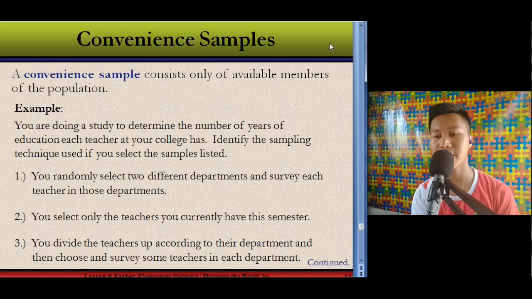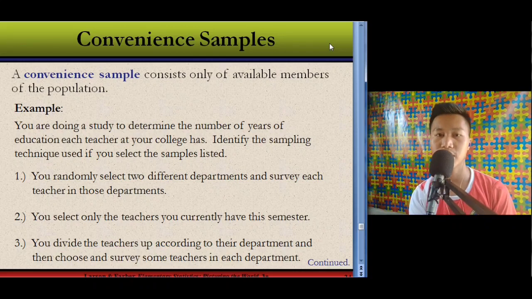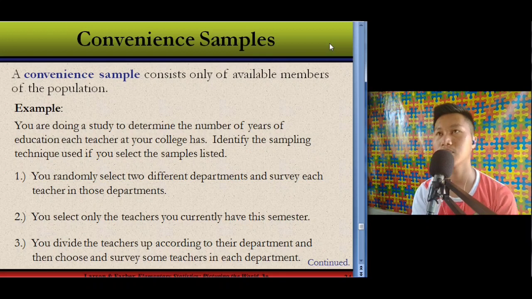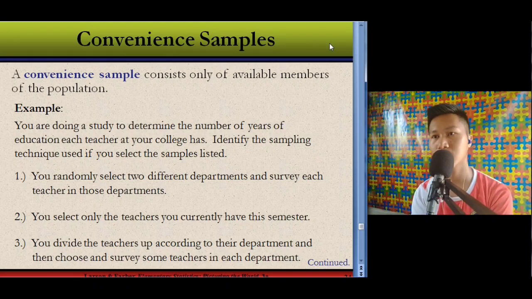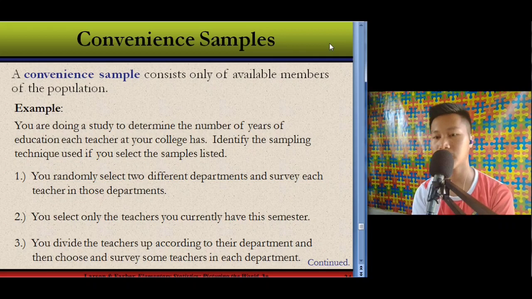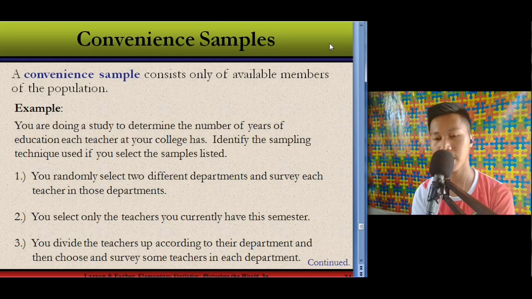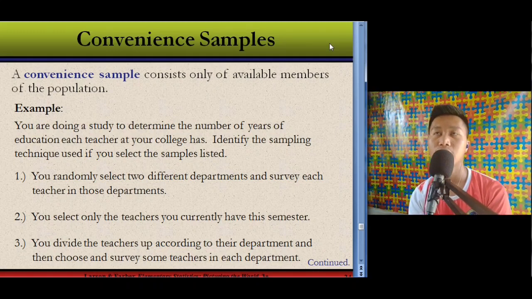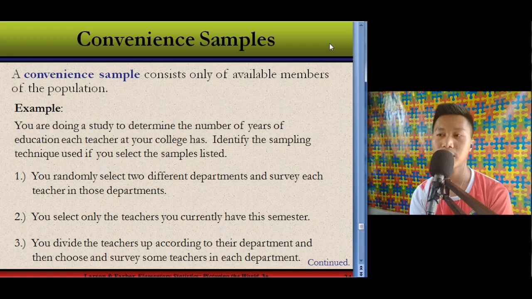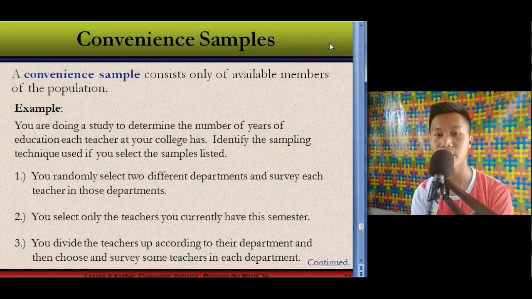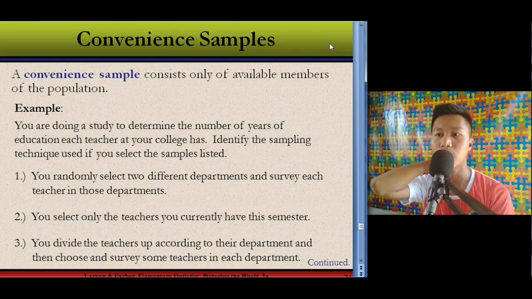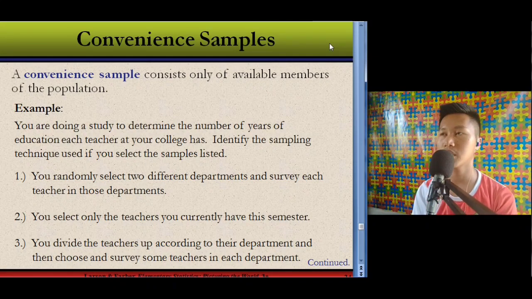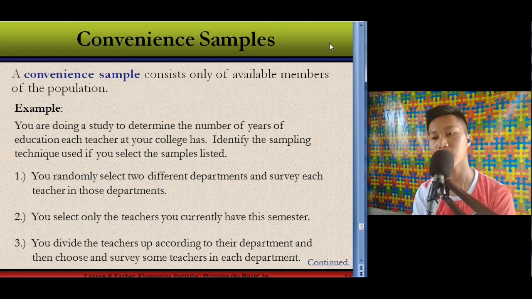Now, for the next one, we have convenience samples. Now, this is very common, and most of the time it is used, especially when money and time are tight. So, convenience sample consists only of available members of the population. For example, you want to conduct a survey regarding people's awareness of the recent COVID-19 cases. So, how aware are the people of COVID-19? You would consider everyone, because everyone around the world is involved in this COVID.